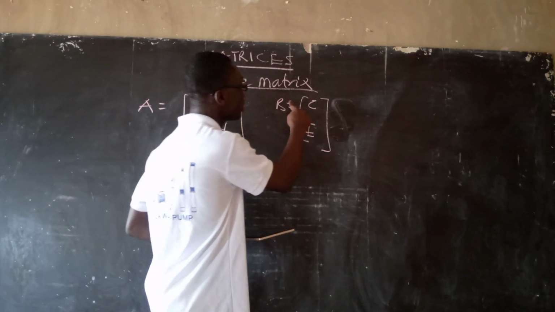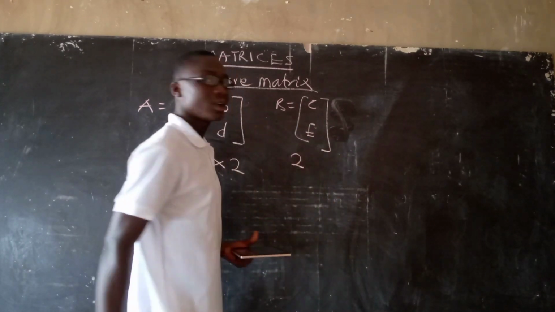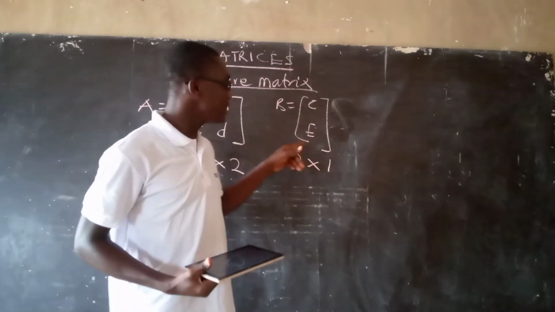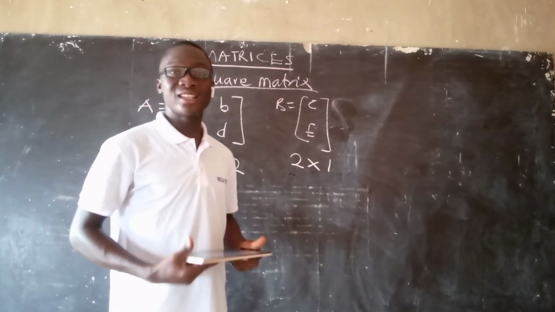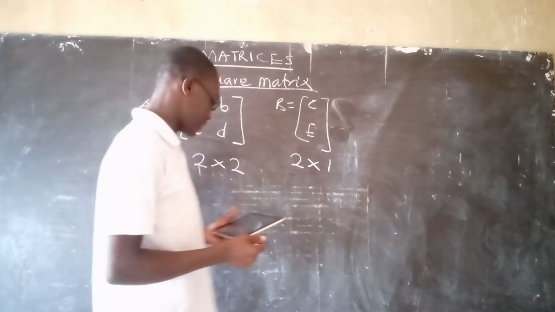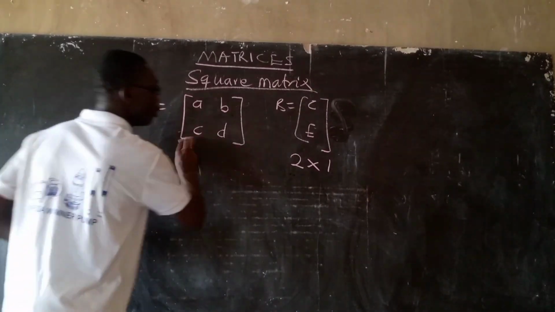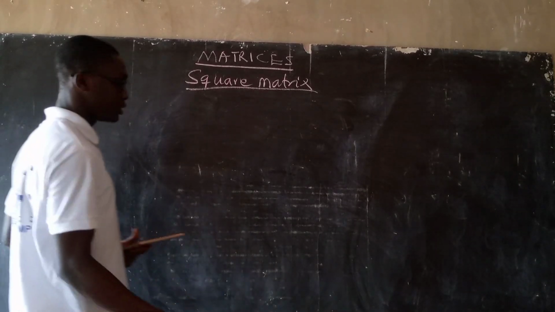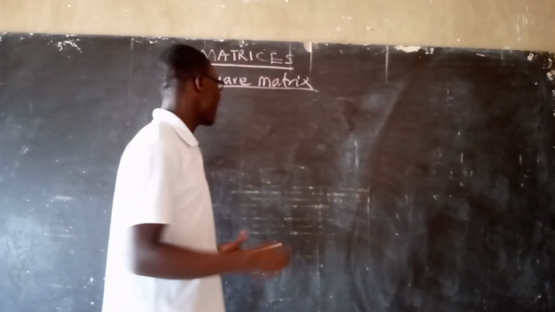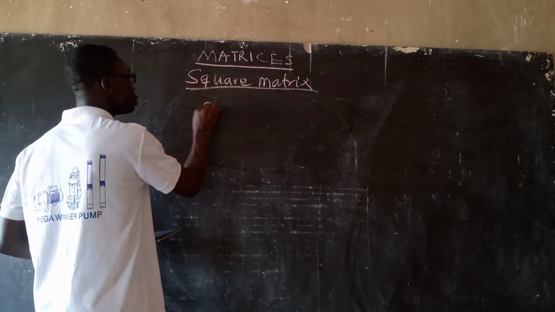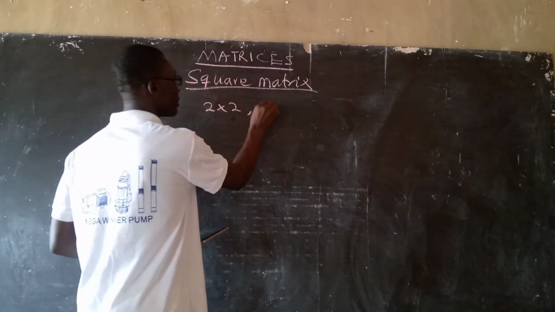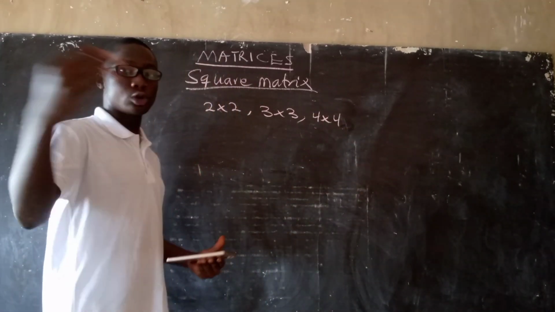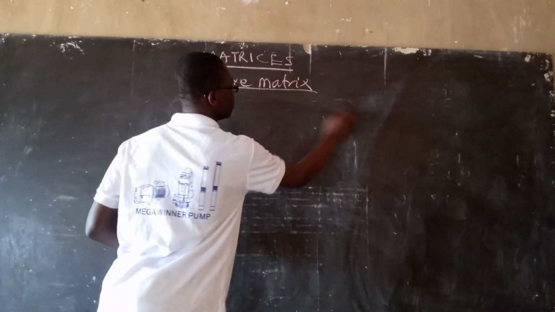So matrix B, it has 1, 2. So 2 rows. Now how many columns? Just 1 column. So 2 by 1. Since matrix B has different number of rows and columns, it cannot be said to be a square matrix. Let's continue. So a matrix can only be a square matrix if it has the same number of rows and columns. So 2 by 2 is a square matrix. 3 by 3 is a square matrix. 4 by 4 is a square matrix, and so on.